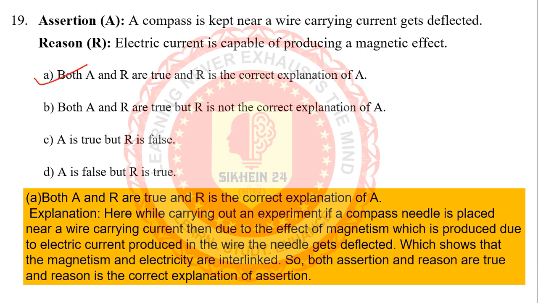Here, while carrying out an experiment, if a compass needle is placed near a wire carrying current, then due to the effect of magnetism, which is produced due to the electric current in the wire, the needle gets deflected, which shows that magnetism and electricity are interlinked. So both assertion and reason are true, right? So A is the correct answer. Next question, and it is the last question of this session. I hope it will help.